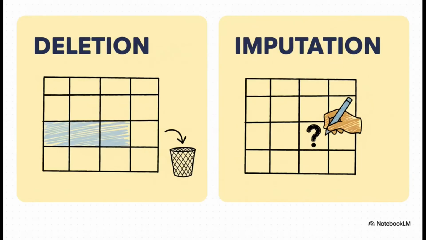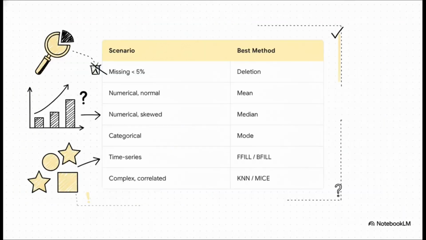Now, we get to the fun part, the detective's toolkit. We've basically got two main strategies here. First, there's deletion, which is kind of like removing a contaminated piece of evidence entirely. Then there's imputation, where we use other clues in the dataset to make an educated guess and fill in the blank ourselves. So it's a big choice. Do we remove it or replace it? Choosing the right tool for the job is absolutely crucial.